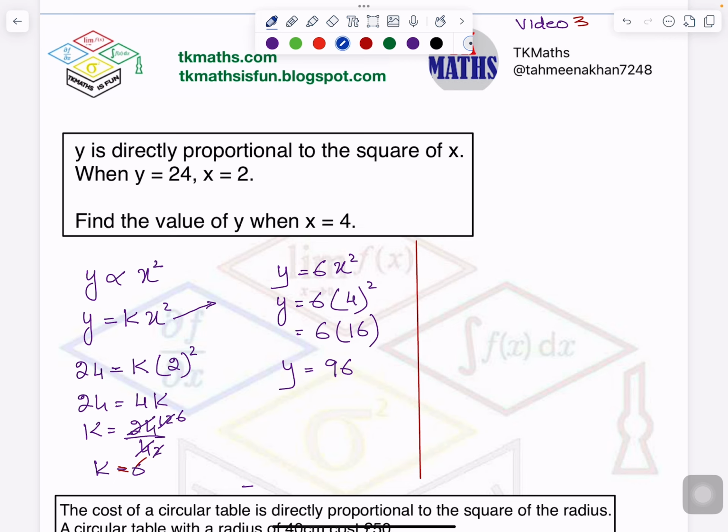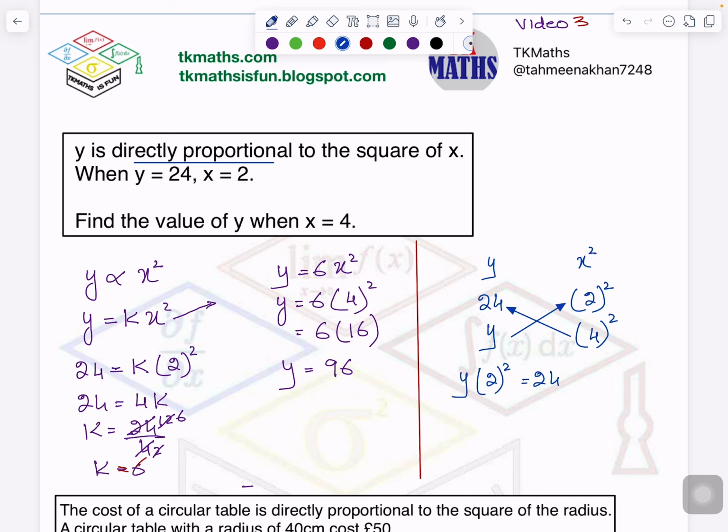For example, let me explain here. y and x are your two factors, and the question says y is directly proportional to the square of x, so here you have to take the square. If y is 24 and x is 2, you will write 2 squared, and the question is asking what is y when x is 4. Because it is directly proportional, you can do it like this also, the way we explained in video 1. It will become y times 2 squared equals 24 times 4 squared, which is 16.